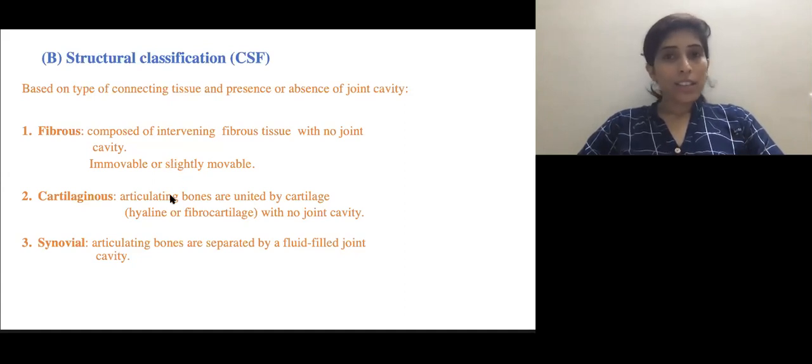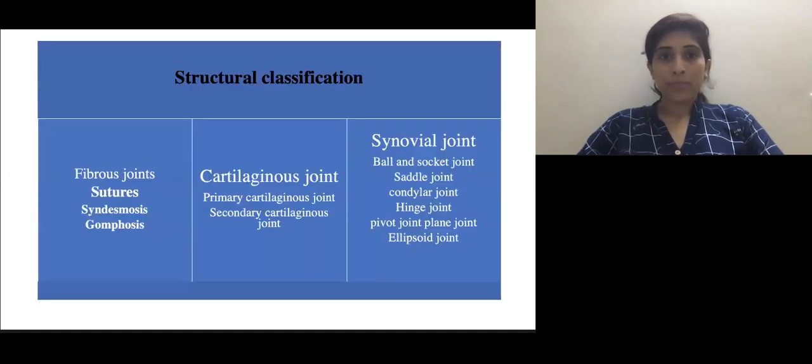The cartilaginous type of joint is the articulation of the bones through hyaline cartilage, with no joint cavity. Whereas synovial type of joints are the joints which are separated by a fluid filled cavity, and it has a synovial membrane as well.